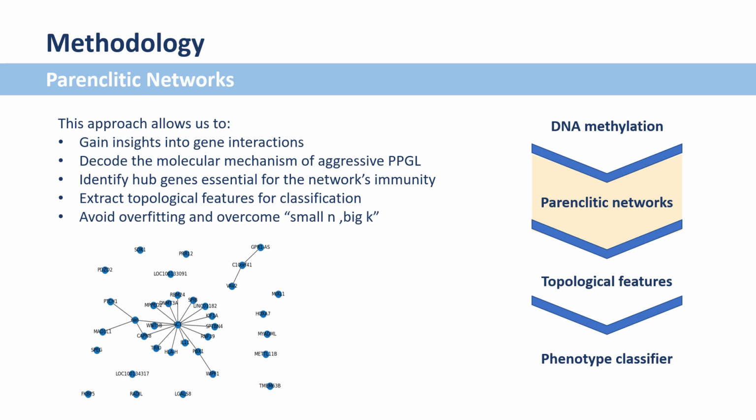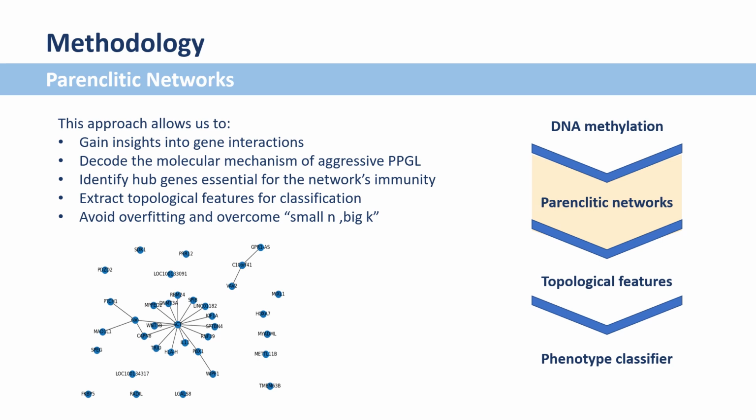To answer this question, I utilized a method proposed by Zanin et al. in 2014 called parenclitic networks. This method allows us to study the deviation of the DNA methylation of the aggressive samples from that of the non-aggressive samples. This is an agnostic approach, which takes into account gene interactions, and by studying the topological features of the graph allows us to overcome the small n, big K problem.